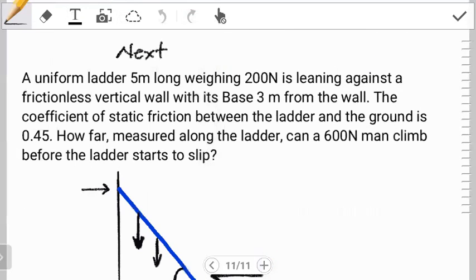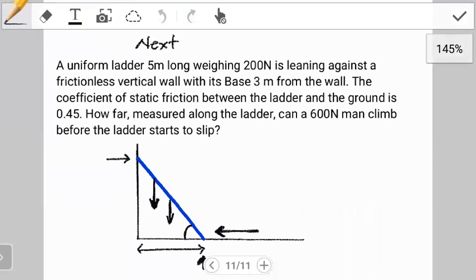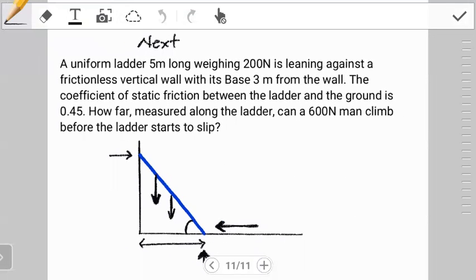In our next video, we're going to try out this question. So this now is for a ladder that is leaning against the wall. So I'll leave you guys with this for now. I'll ask you guys to try it out. I hope you will manage. If you have any trouble, you can wait for the next upload.